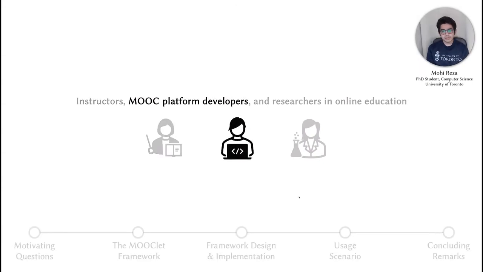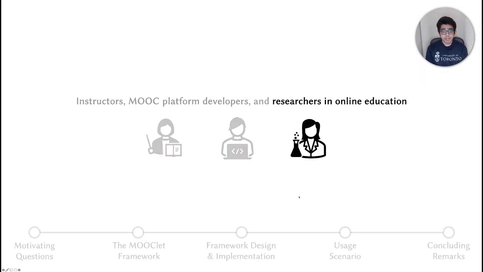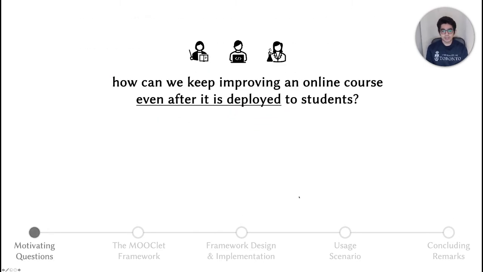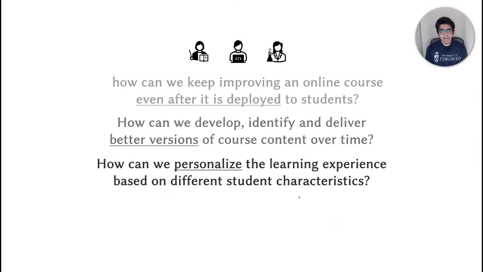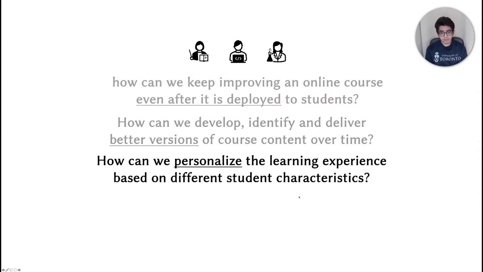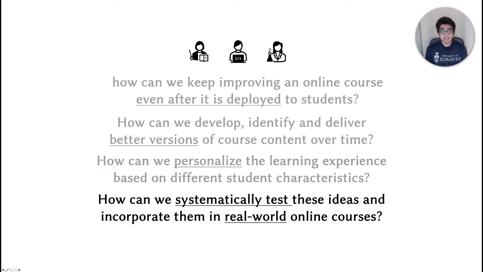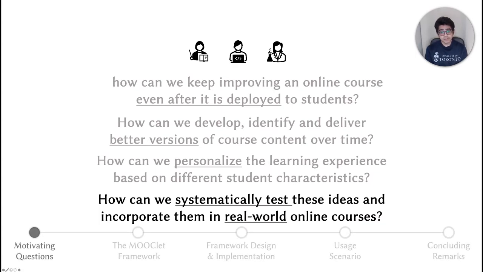Instructors, MOOC platform developers, experimental researchers, and data mining or machine learning researchers in education often wonder, how can we keep improving an online course even after it is deployed to students? How can we develop, identify, and deliver better versions of course content over time? How can we personalize the learning experience of students based on their characteristics? When new ideas for improvement arise, how can we systematically test these ideas out and incorporate them into real world online courses quickly and efficiently?